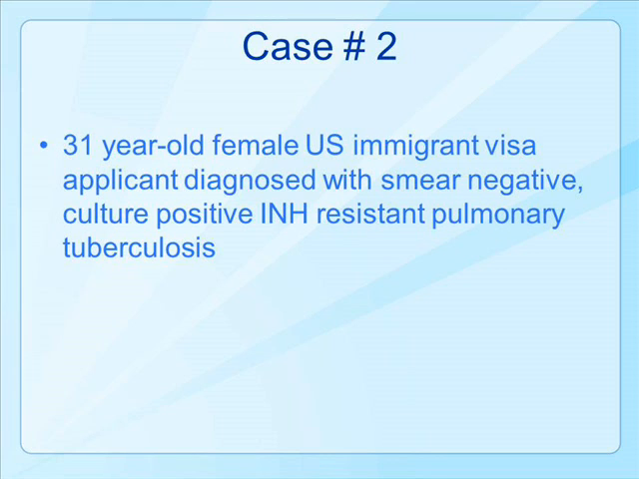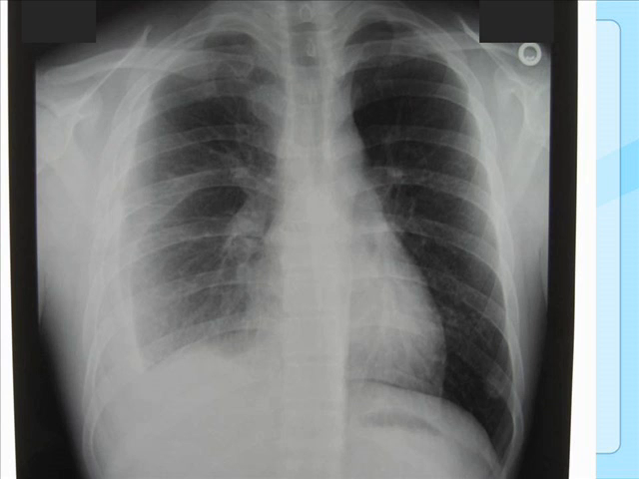So this is another consultation that came into one of our regional training and medical consultation centers: a 31-year-old female U.S. immigrant visa applicant who's diagnosed with smear-negative, culture-positive, INH-resistant pulmonary tuberculosis. And here's her X-ray, clearly, again, abnormal, showing right lower lobe pleural effusion, likely with some tracking along here. If you were to get a lateral decubitus, it would probably layer out. And likely a right lower lobe infiltrate as well that might be hidden behind the effusion.